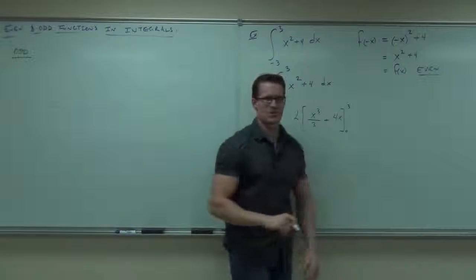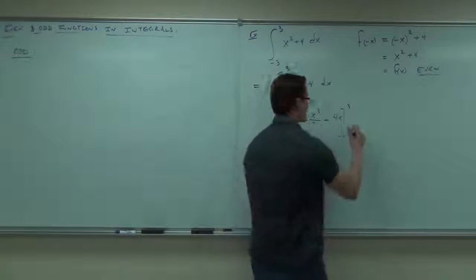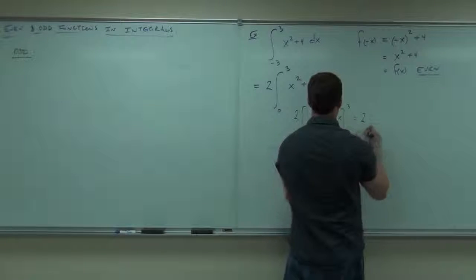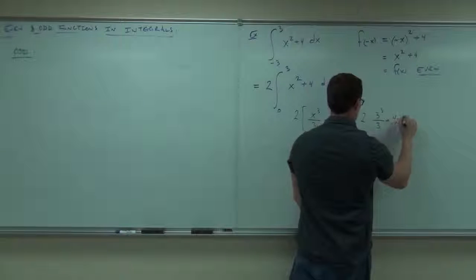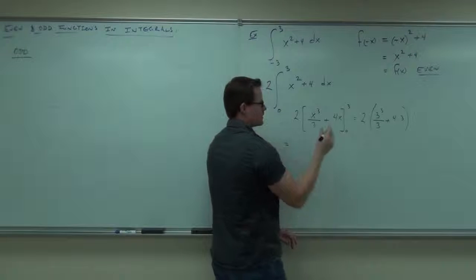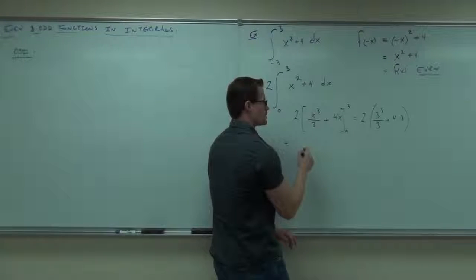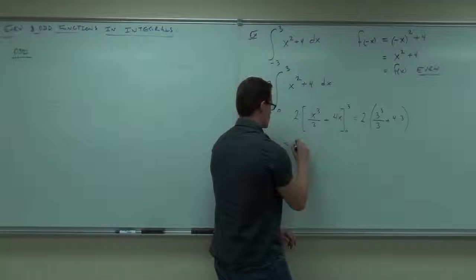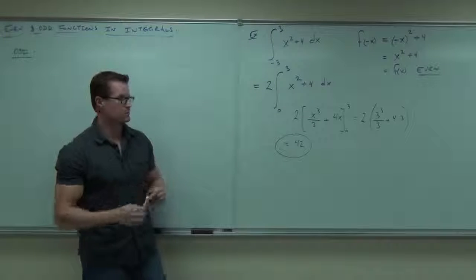Wow, plugging in the 0 is a whole lot better than plugging in that negative 3, huh? That's nice. Make sure you have parentheses there if you're going to do it. 9 plus 12 times 2, 21 times 2, 42? Do that, 42.